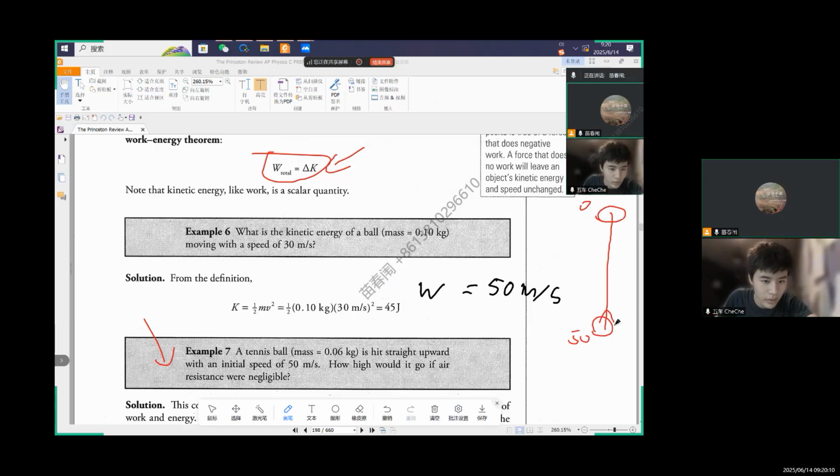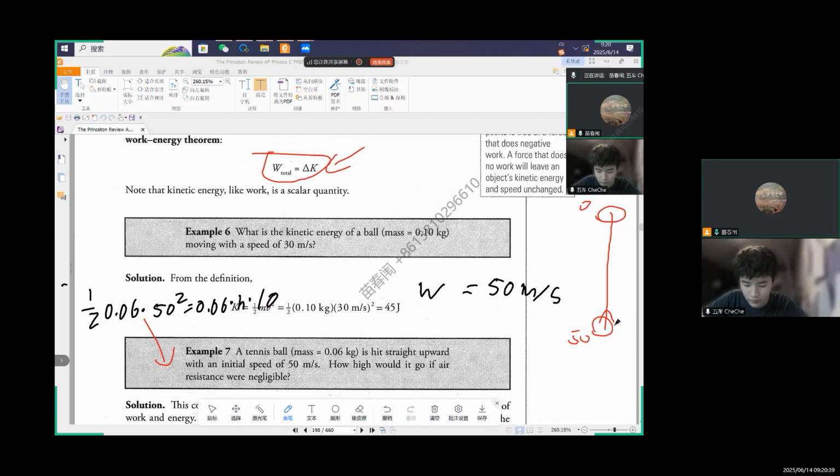I know how to do it. This way: times 50 equals mass, 0.06, times height times gravity, which is 10. Yeah, how do you do it the new way? This is kinetic energy, well, mechanical energy conservation, I think, what you're using.